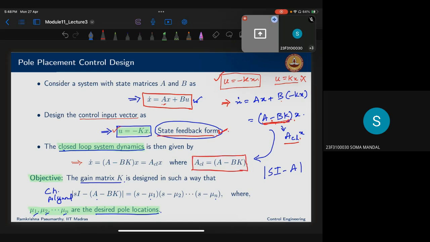Now how does this equation look? x dot is equal to ACL x. Am I correct? Yes, sir. So now, if you find the characteristic equation for this, for the original system it is the determinant of sI minus A equal to 0. Here, the characteristic equation is the determinant of sI minus ACL equal to 0. That is nothing but this.